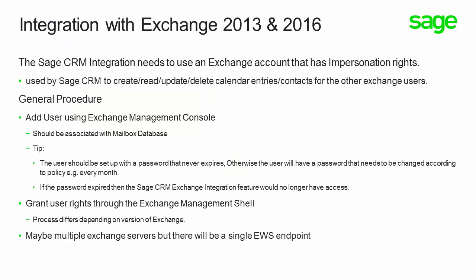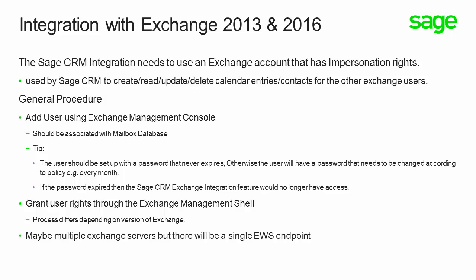Now the Exchange account that Sage CRM is using has to have the correct permissions to access all the other mailboxes. This is what we're talking about, impersonation rights. And that has to allow us to create, read, update, and delete calendar entries and the contacts for all of the different Exchange users.